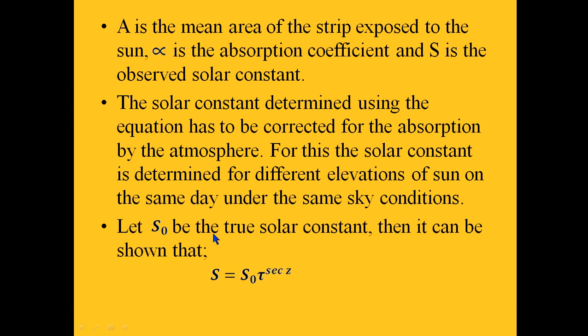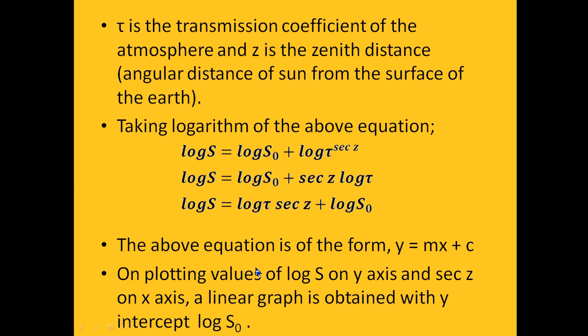So let S naught be the true solar constant. Then it can be shown that our observed solar constant S is equal to the true solar constant S naught times tau raised to sec Z. Tau is the transmission coefficient of the atmosphere, and Z is the zenith distance of the sun. The zenith distance means here the angular distance of sun from the zenith.